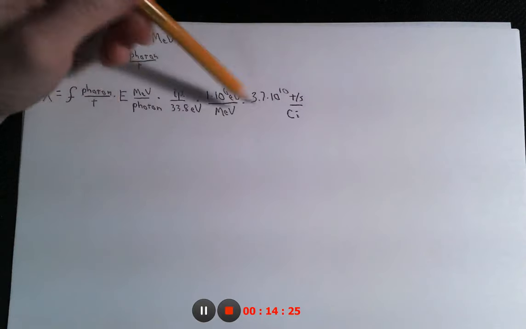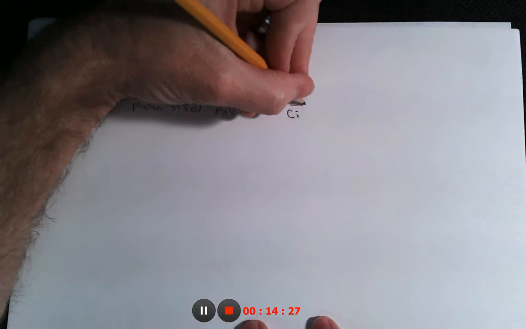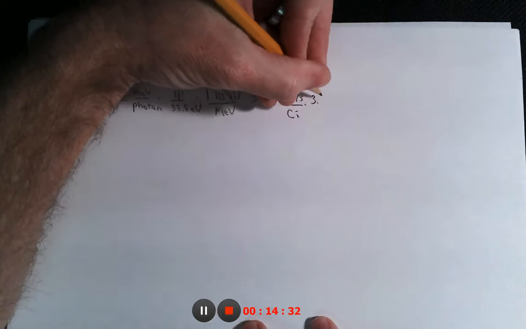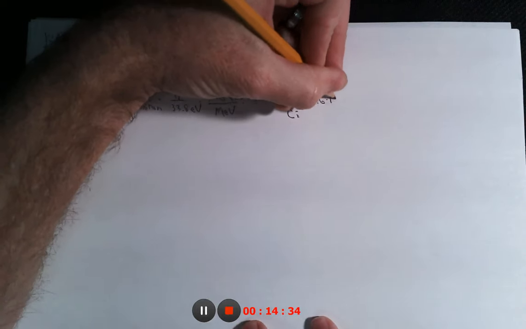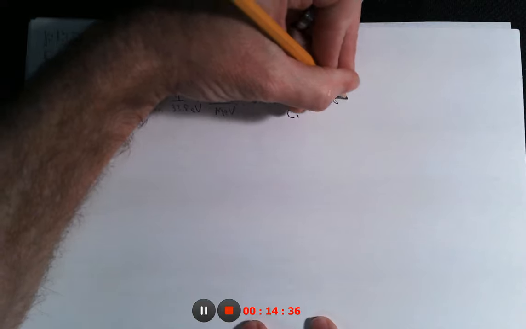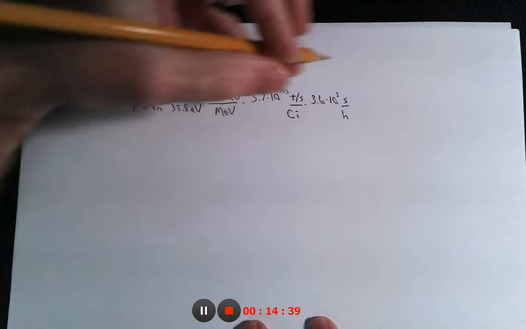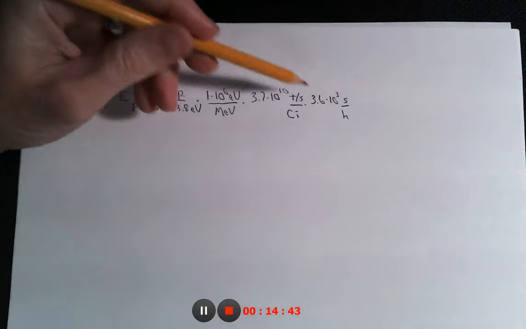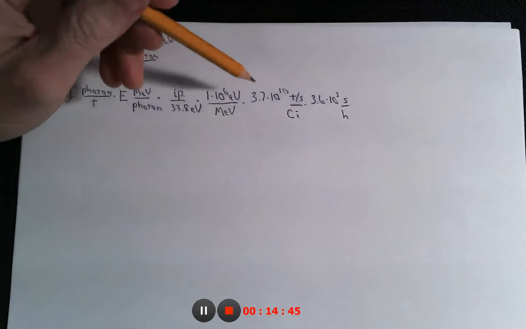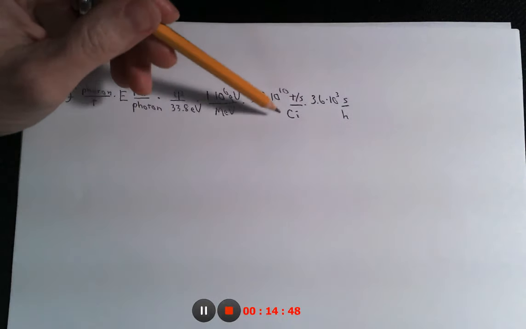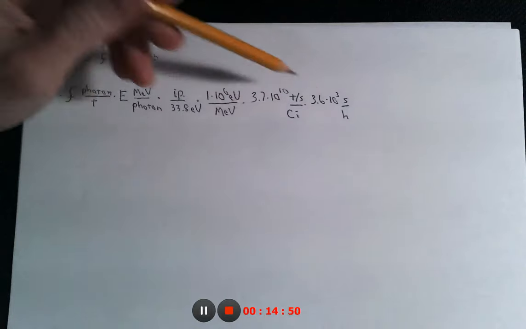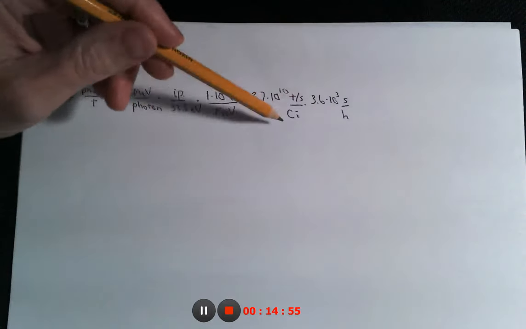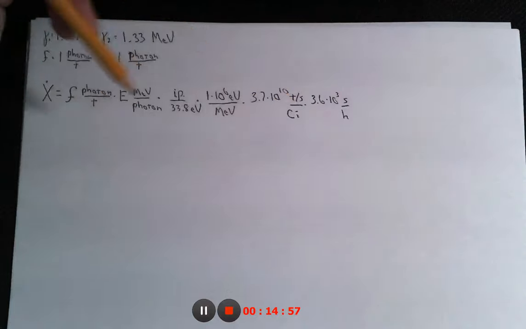And the activity in curies. I want to turn this time unit into hours. So 3.6 times 10 to the 3 seconds per hour, that makes that an hour. So that gets rid of the seconds, turns seconds into hours. And basically now we will end up with ion pairs per curie per hour.